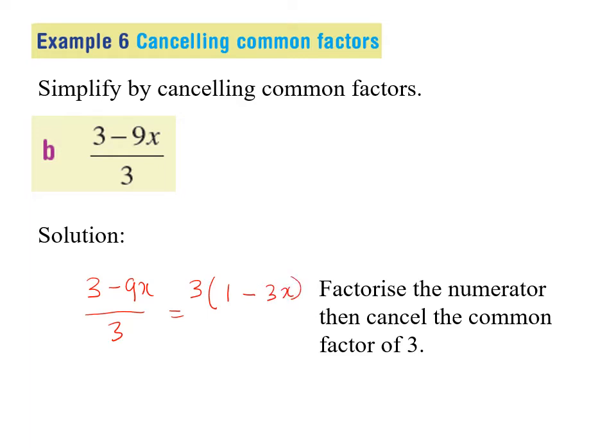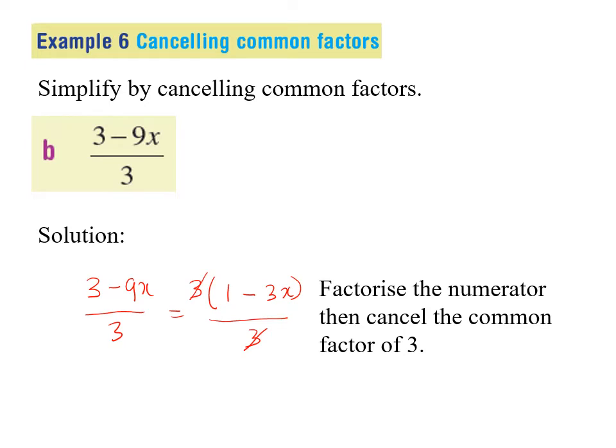So essentially, let's check it out. If I expand, I'm going to have 3 times 1, which is 3, and 3 times negative 3x, which is minus 9x, divided by 3. Now I can cancel this 3 with that 3. It is important to actually take the common factor out.